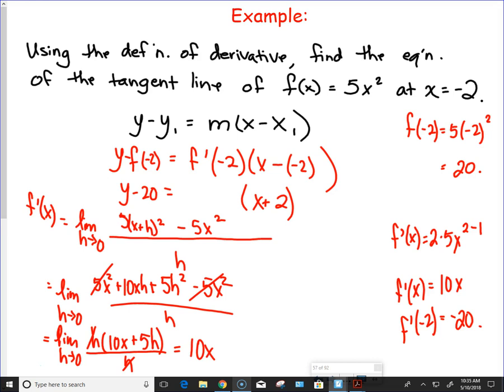But I don't want the general derivative. I need the specific derivative. So I don't stop at 10x. What do I do? Plug it in. So I need f prime of negative 2, which would be 10 times negative 2, which would be negative 20.